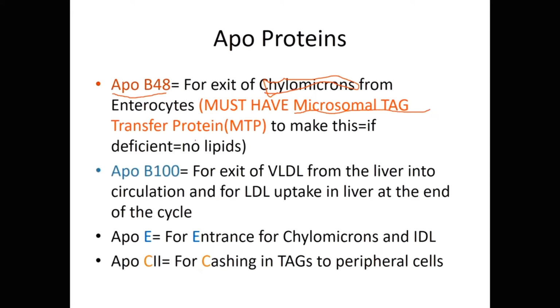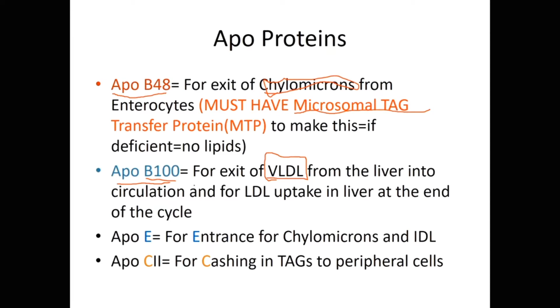The next apoprotein we're going to discuss is ApoB100. ApoB100 is the exit key for VLDL from the liver. Remember, the liver secretes VLDL, and it requires B100 in order to get out. If you don't have B100, VLDL cannot be secreted from the liver, so you're going to have low triglycerides in the serum.